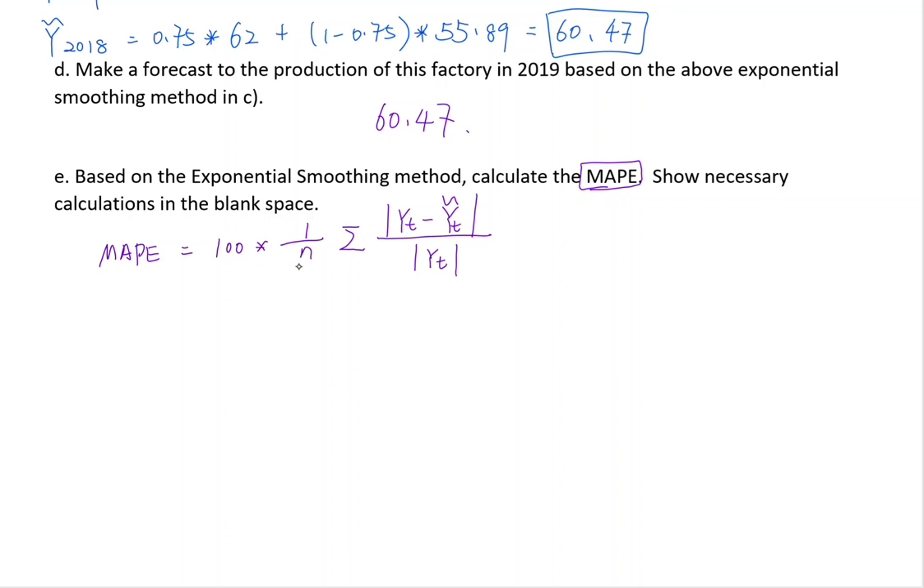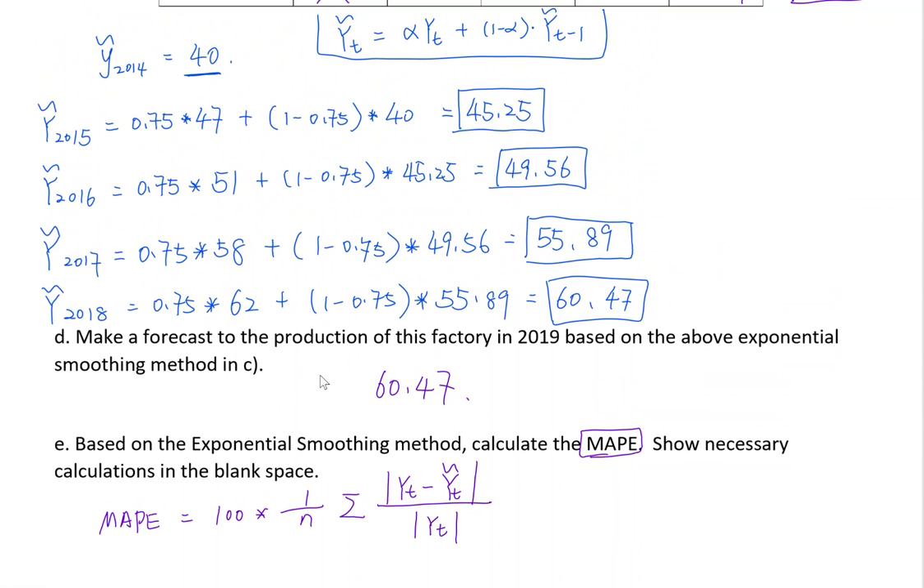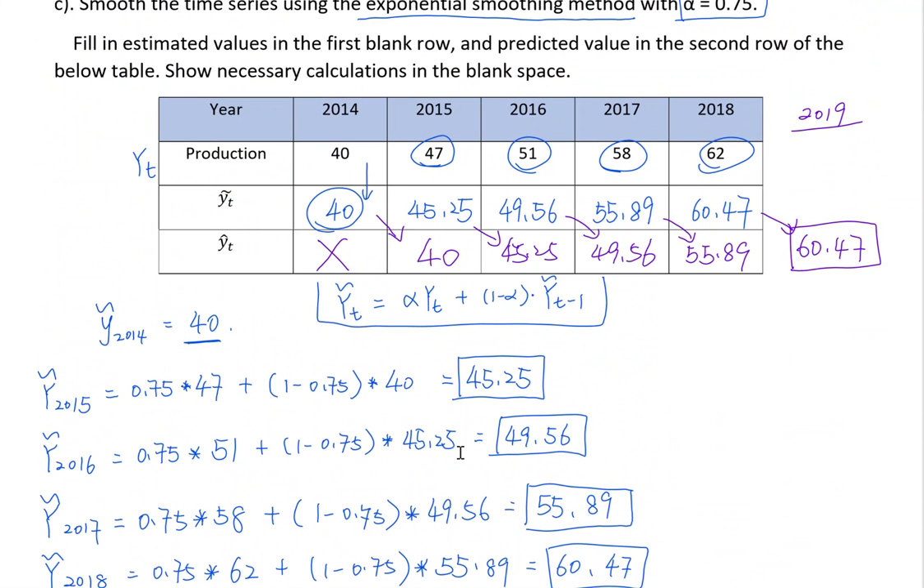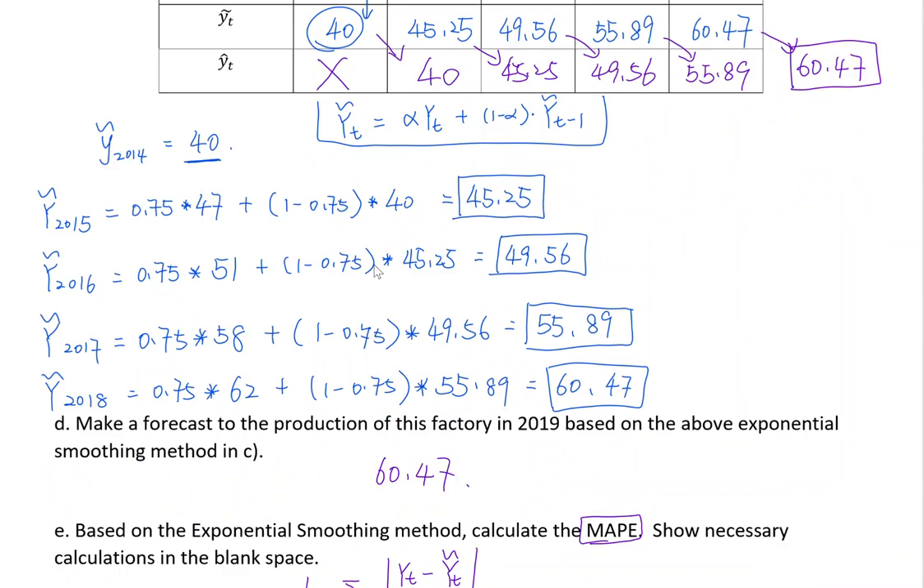Alright, so actually this n is what? This n is not the total sample size. This n is how many pairs you have in your prediction, in your table. So actually we only calculate the MAPE for the exponential smoothing method, so we'll focus on this table.